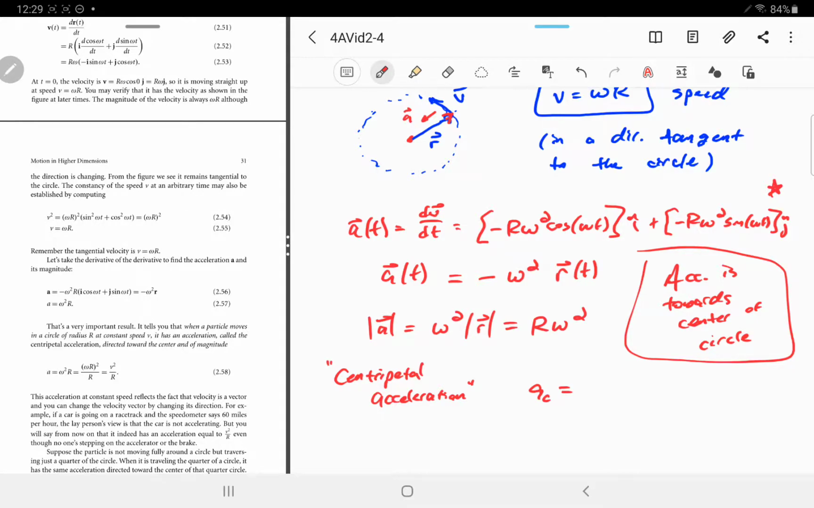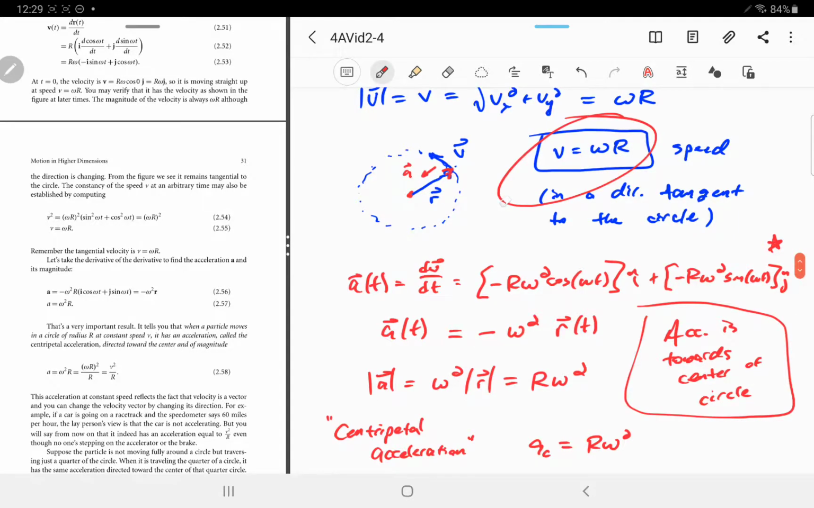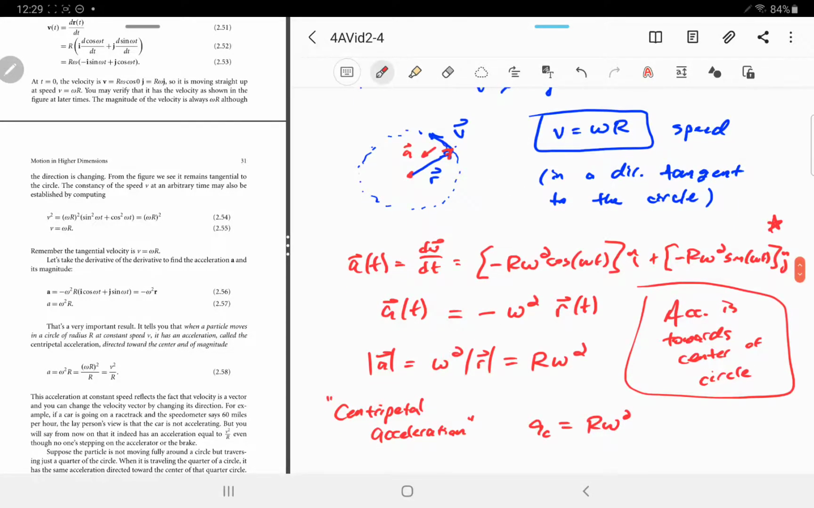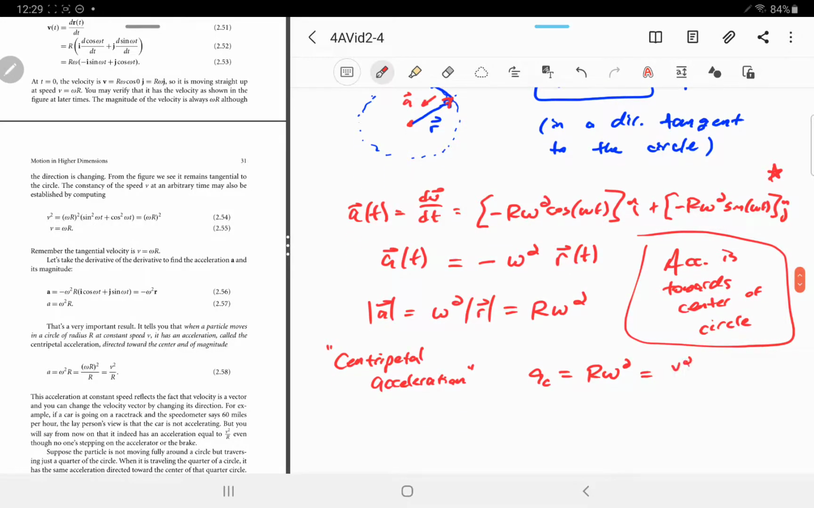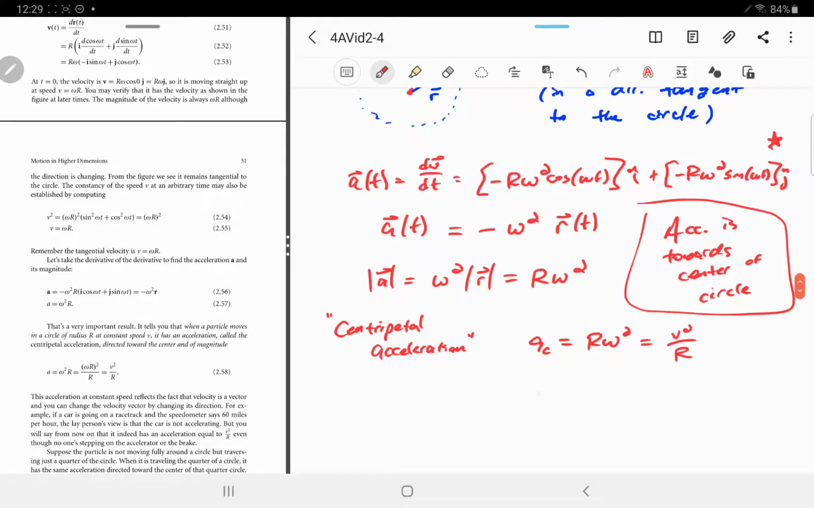So the magnitude is r omega squared, and if we take this and instead write it in terms of v instead of omega, we have v squared over r. So you might see that equation for the magnitude, or if you also want to keep track of the direction, you might see centripetal acceleration is v squared over r, and then maybe a minus r hat.